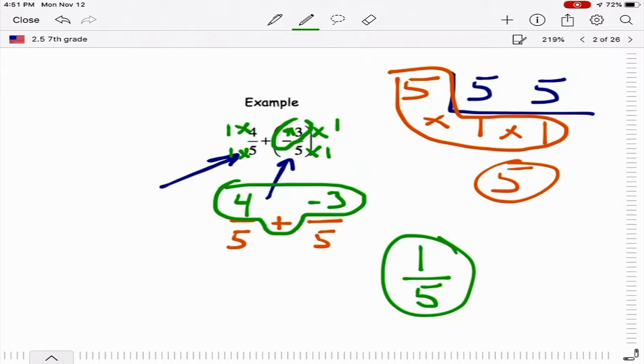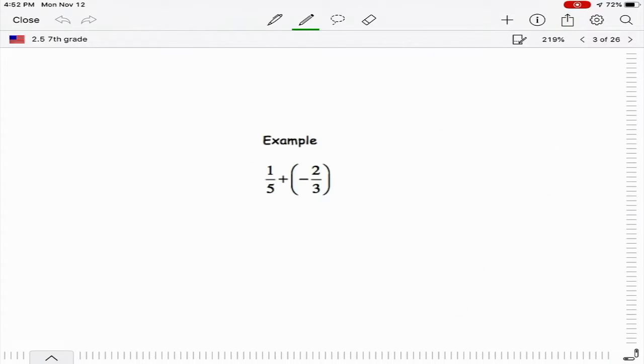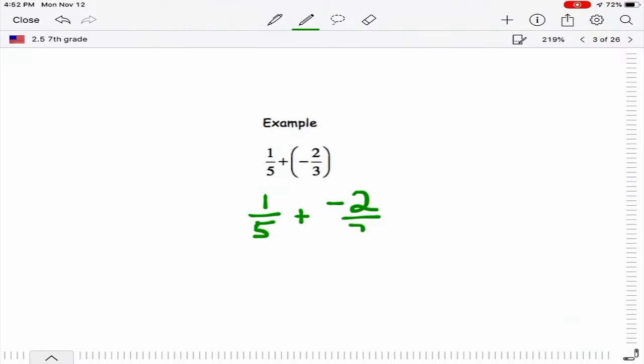This example, I made it a little bit more complicated than I should have, but I want you to see a method that works all the time. I want you guys to do this no matter if the denominators are the same or different. Once again, I'm going to rewrite it, and I'm going to make sure that all my negatives are on top. So it's 1/5 plus, I'm rewriting it as negative 2 over 3. I just take the negative and I bring it to the top.